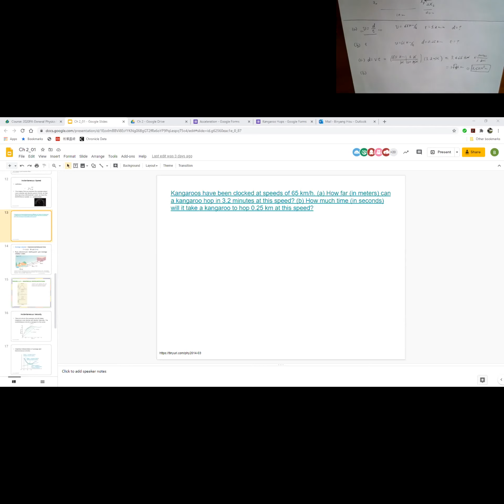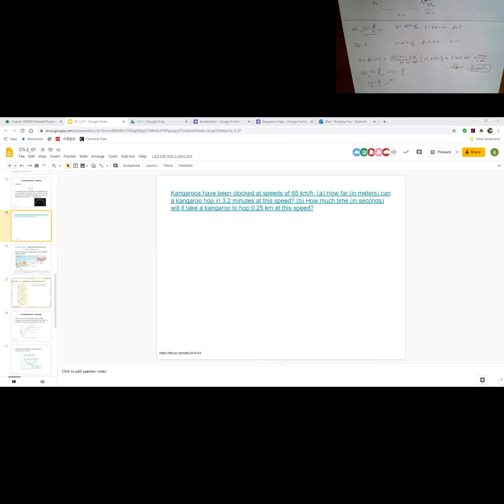Okay, if not, then for the second part here, again, V equals D divided by T. That's the only equation we learned so far. So you're looking for T this time. Some of you are so familiar with algebra, you can quickly figure out that T is equal to D divided by V. If not, then you can do this slowly. You can multiply both sides by T, then you get T times V equals D. Then you divide both sides by V, then you arrive at this: T equals D divided by V.